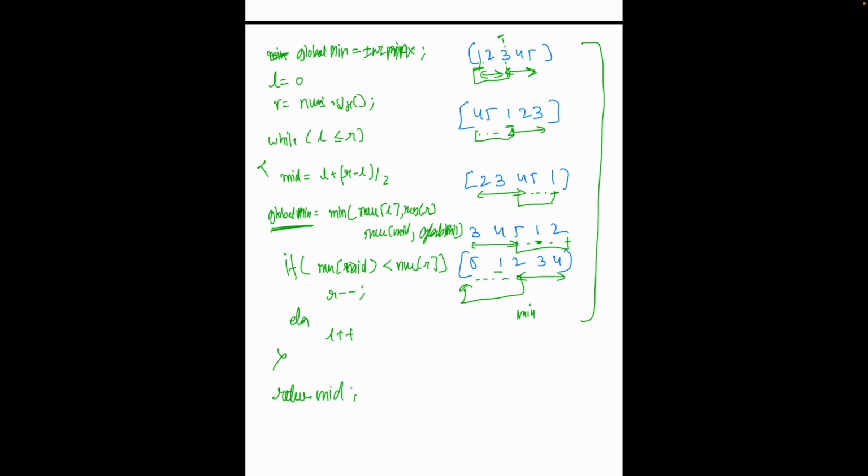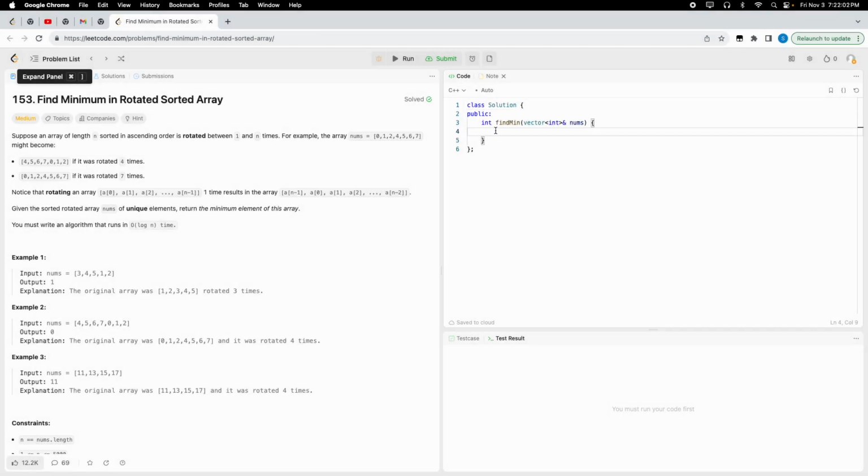Yeah, this should work. So let me quickly code this for you guys and see. If you see, this is binary search code, so this will be big O of log n because we'll always be traversing only half of the array.